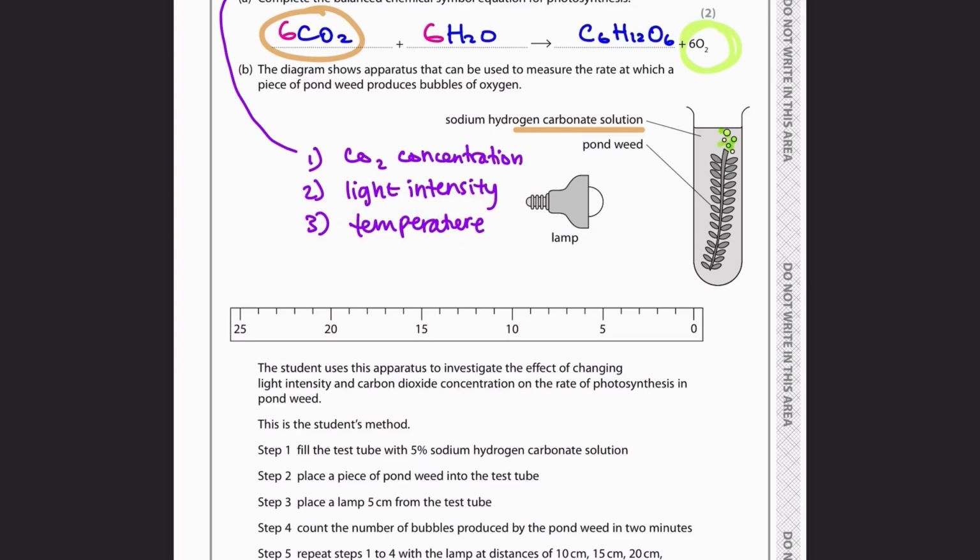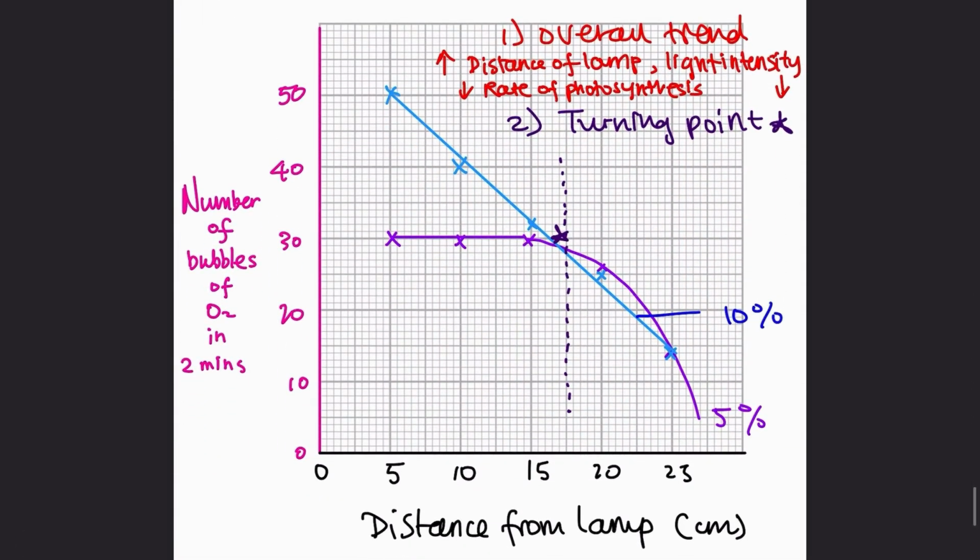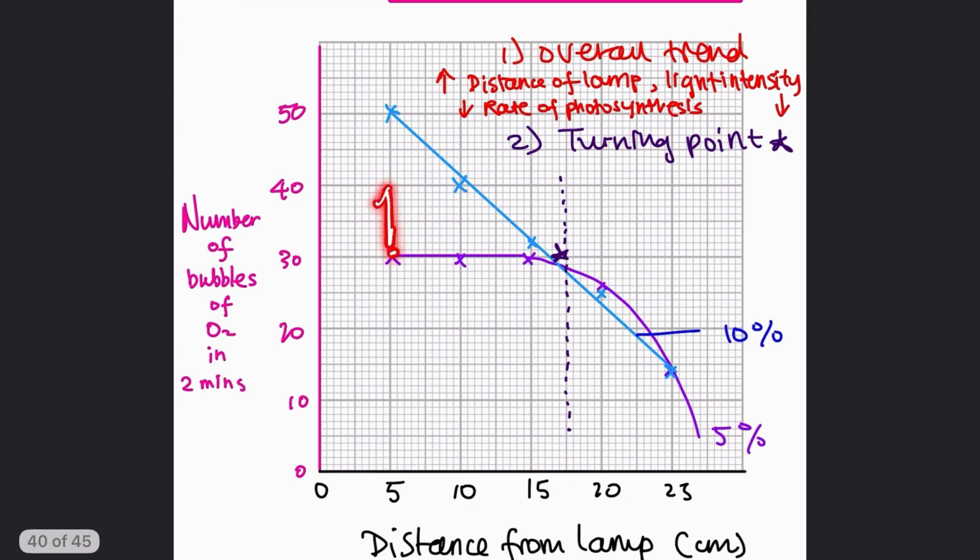Remember, that was one of the control variables. Light intensity we are changing here because we're moving the light away. And what's the last one here then? What is stopping the purple one from being higher up here? It's the third thing. It was the concentration of carbon dioxide. Yeah, because temperature is the same, and I am already changing the distance, which is the light intensity. So the only thing that's not changing in this purple one is the carbon dioxide concentration.